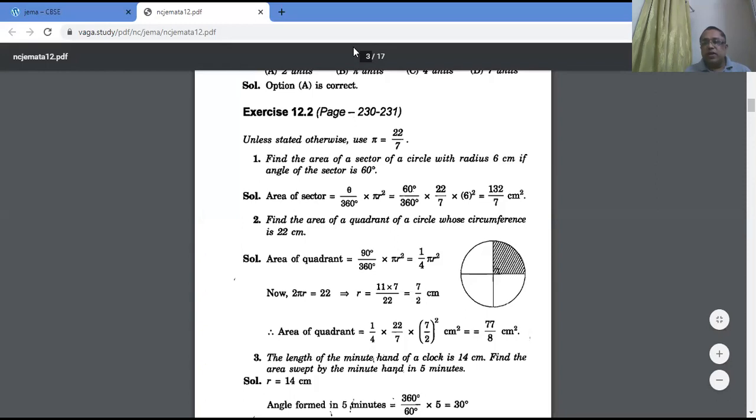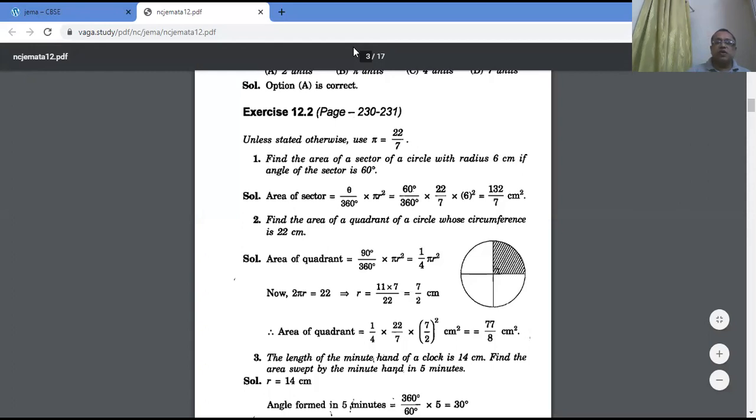So we are going to do area related to circles. We're going to start with exercise 12.2. The formula we have also discussed in the previous video. So this is exercise 12.2. Find the area of a sector of a circle of radius 6 if the angle of the sector is 60.